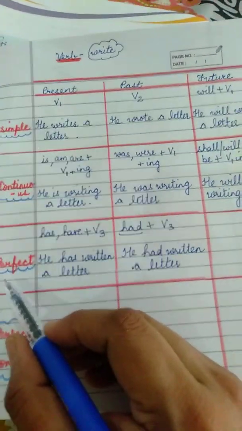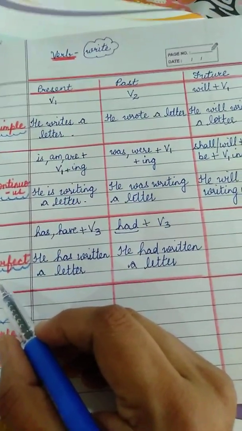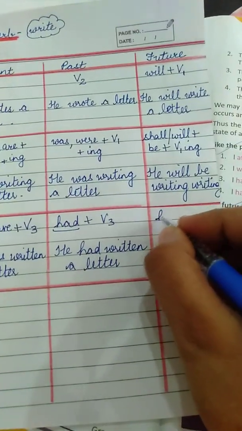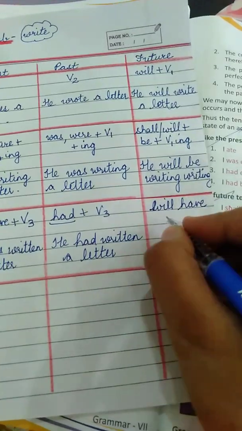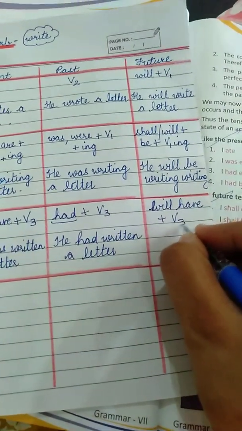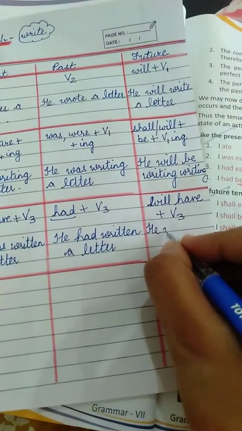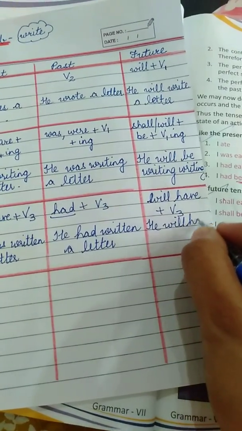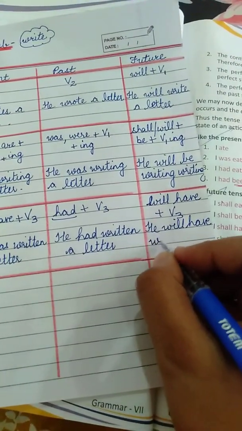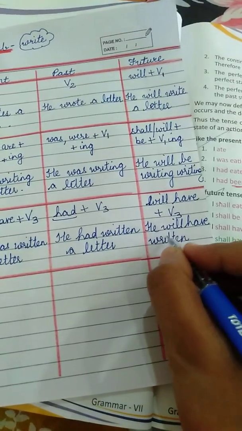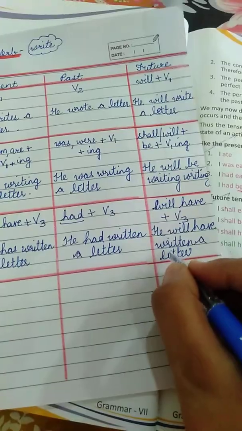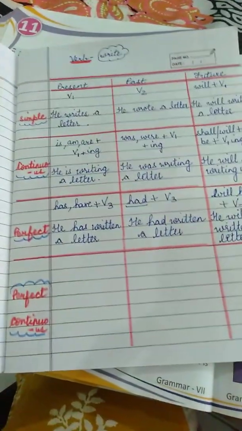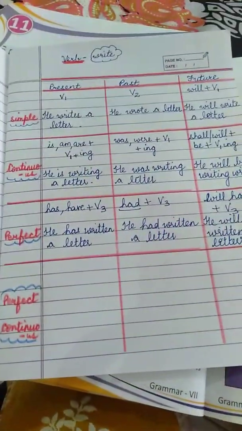For future perfect tense, we have will have plus the verb's third form. So this is going to be, he will have written a letter. He will have written a letter. This is going to be will or shall according to the subject. So this way you have learned till here.